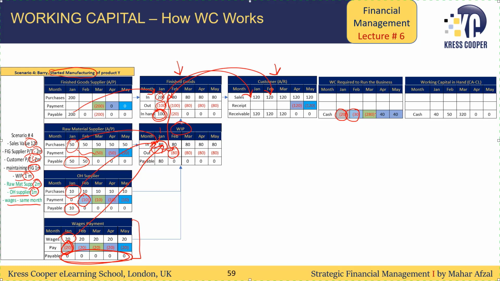But in the month of March, Barry's working capital requirement is 280, because Barry will be liable to pay 200 to the finished goods supplier, 20 to the employees, 10 to the overhead supplier, and 50 to the raw material supplier. So working capital requirement is 280 in the month of March. In the month of April, Barry will have a surplus cash of 80. The reason is Barry will start getting money from the customers.